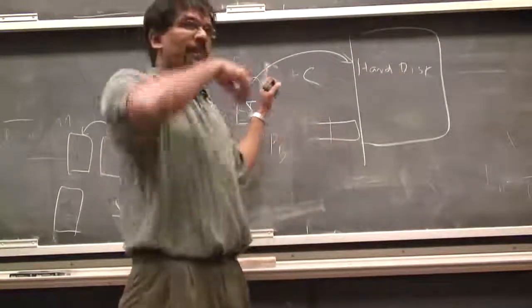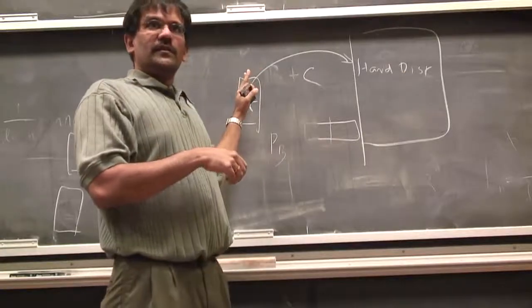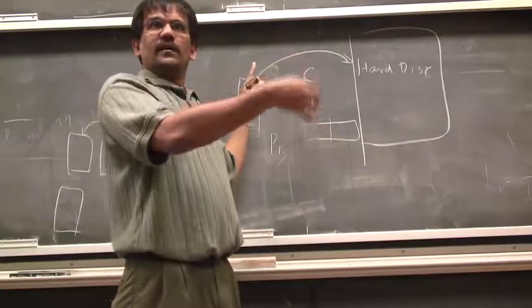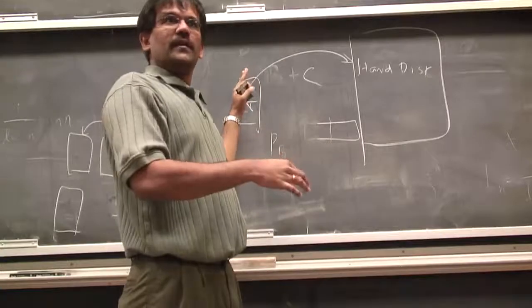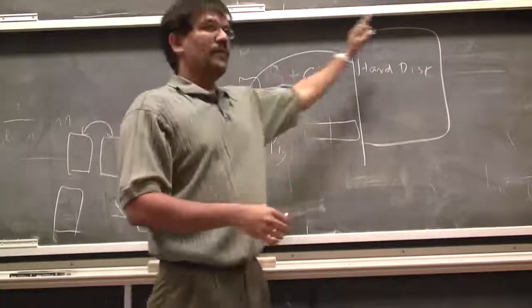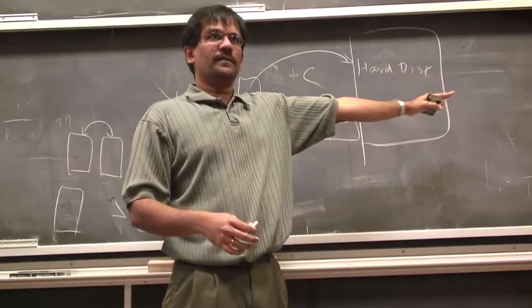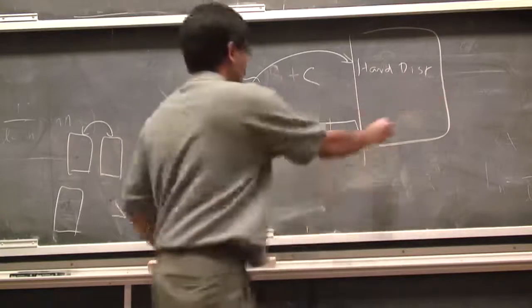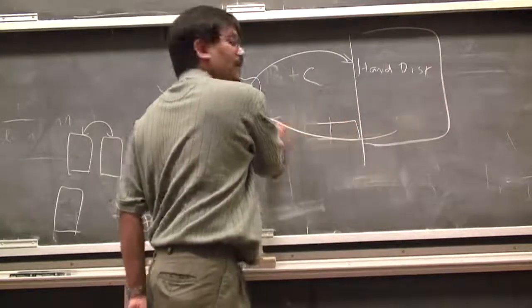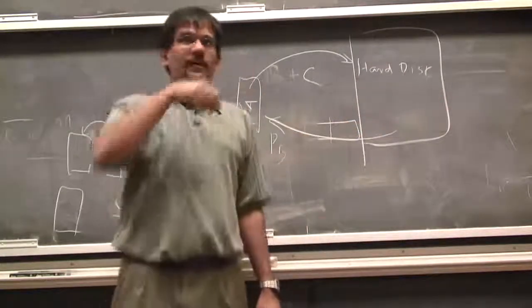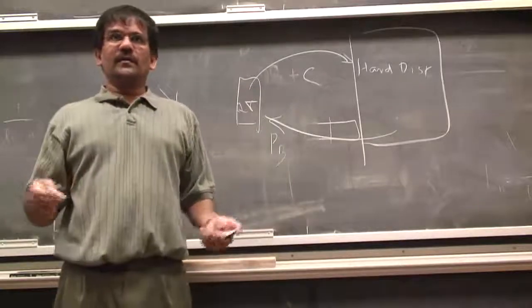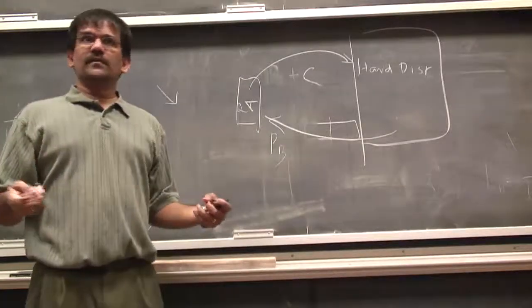So you have to make sure that nobody is using this page. The process which is running, another process cannot be using this page, right? So you move this page to the hard disk, and then you move another page back in here. And these are not atomic operations, especially when you're talking about multiprocessors.